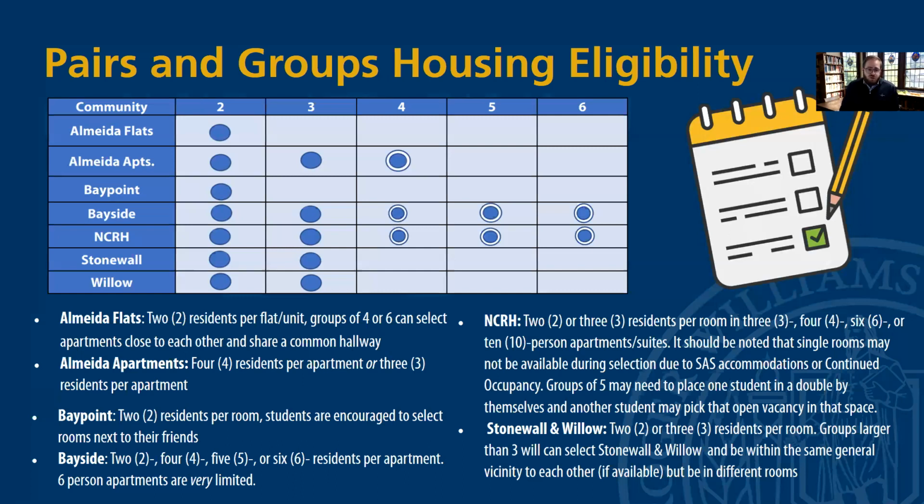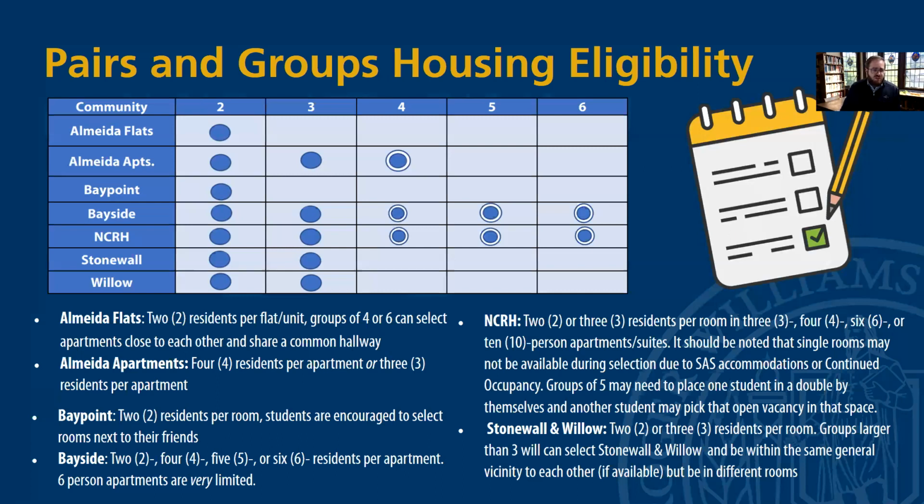Another popular option is Stonewall and Willow. We have Stonewall doubles and we have Willow doubles. Stonewall is genderized, so they share a common bathroom, so all males would live together, all females would live together. Willow is private use bathrooms.